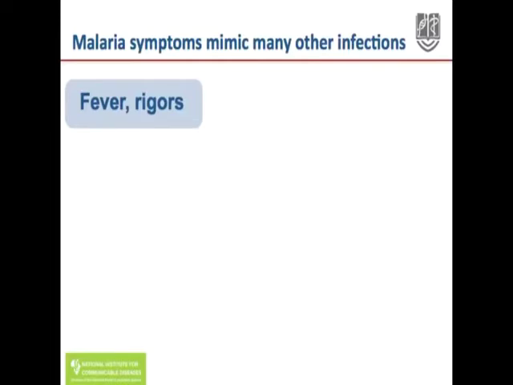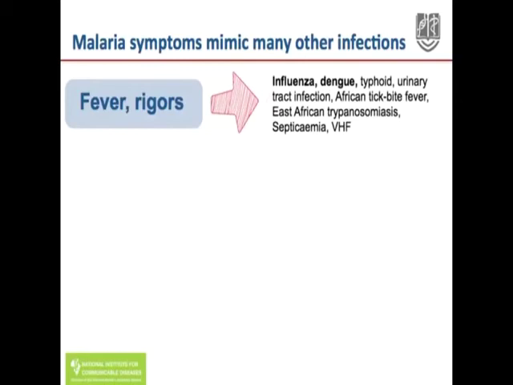Fever and rigors occur in malaria, but they also are common features of influenza. And if you look back on patients who died of malaria, influenza was often the first, the second, the third misdiagnosis. Dengue, typhoid, African tick bite fever, and East African trypanosomiasis are important considerations in patients who develop fever and rigors who live in areas where these diseases occur.